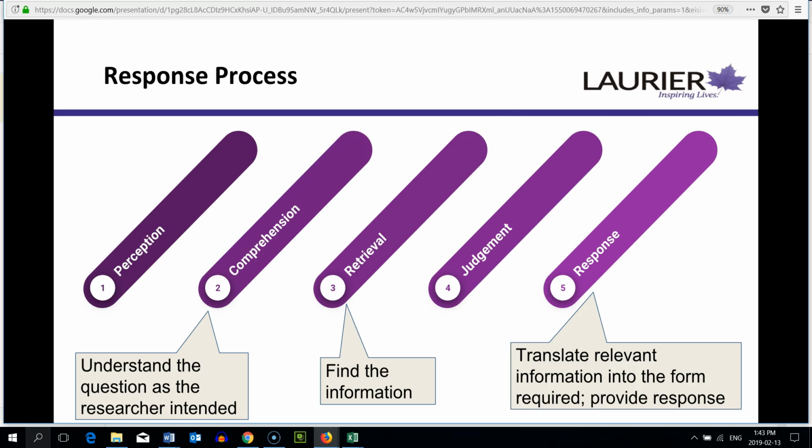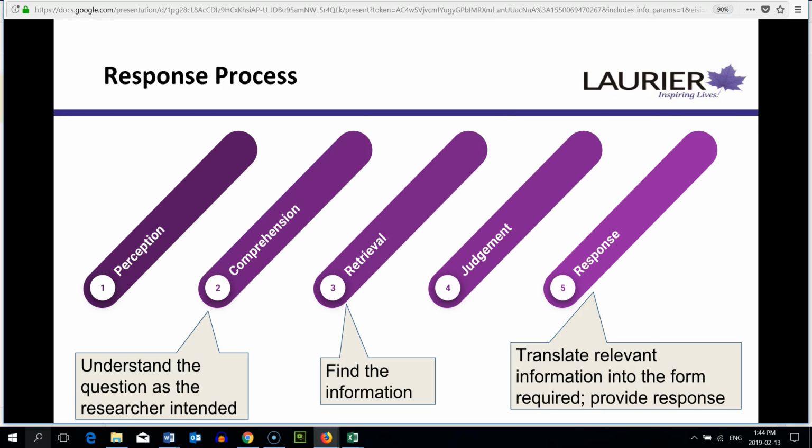You've got to understand the question, ideally as the researcher intends it to be. Go find that information. Maybe that's a function of the most recent thing you heard. Again, echoes of Zaller. You make a judgment and then you respond. You turn that relevant information into the response on the form, or as the case may be, in an interview. The number one, perception, is what's different. Two to five sort of echoes Zaller in the RAS model. The perception is incredibly important. Now, in an in-person interview, the interviewer will have an impact on the responses. There's satisficing, there's social desirability bias, there's lots of things that happen.